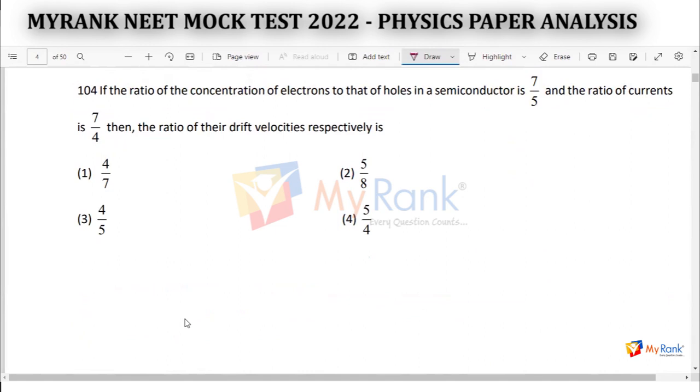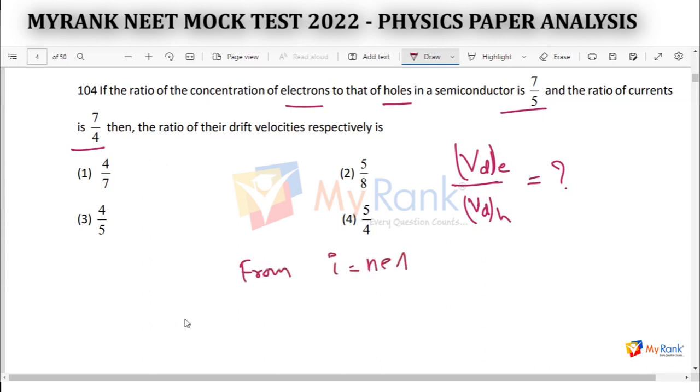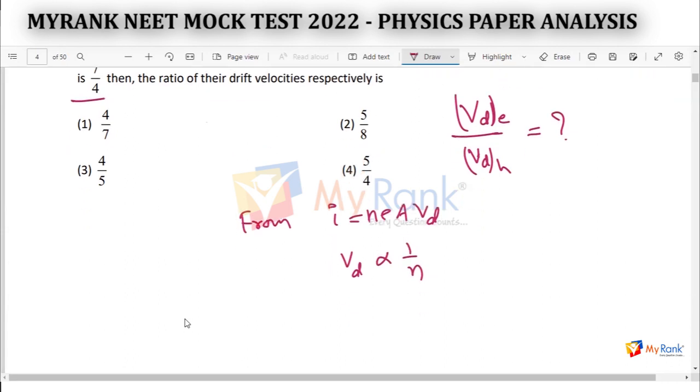And next is this one. If the ratio of concentration of electrons to holes in a semiconductor is 7:5 and the ratio of currents is 7:4, then what is the ratio of their drift velocities? So they're asking to find the drift velocity ratio of electrons to holes. So from this, I is equal to n e A vd. The drift velocity is inversely proportional to n, students.